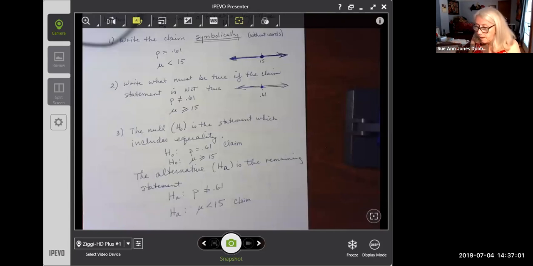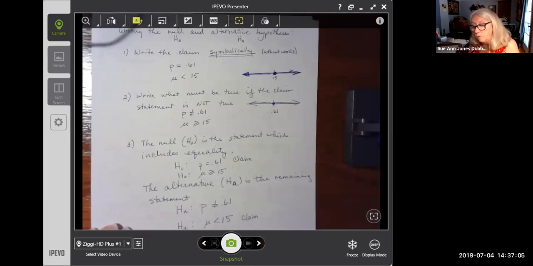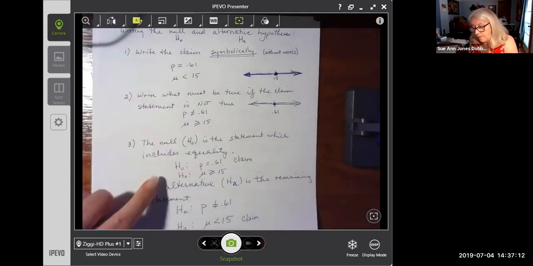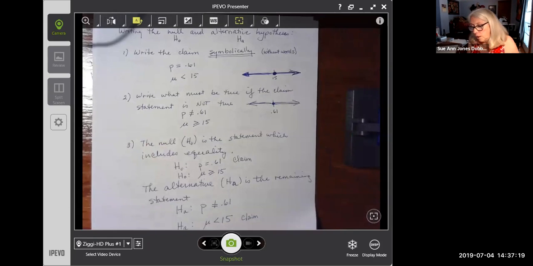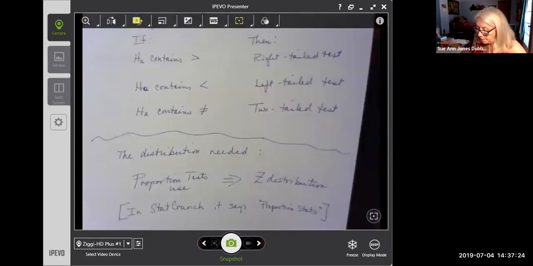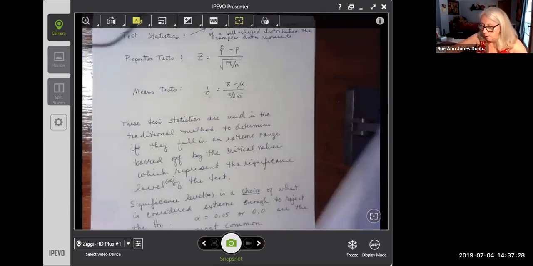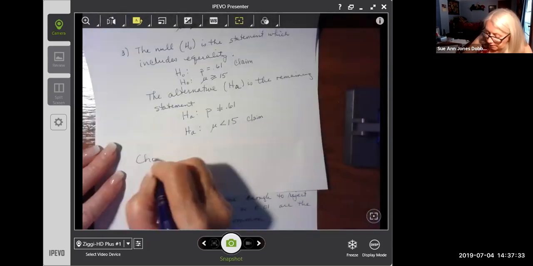Okay. So that's the first thing to be able to do: take a claim written as an English sentence, make it into symbols, find the exact opposite of it, and then identify which one is the null and which one is the alternative hypothesis. Having done that, we get to, well, okay, I think I want to emphasize this here. We get to choose a significance level.